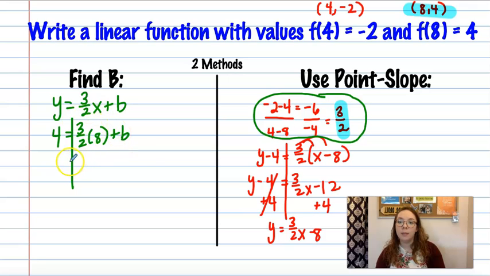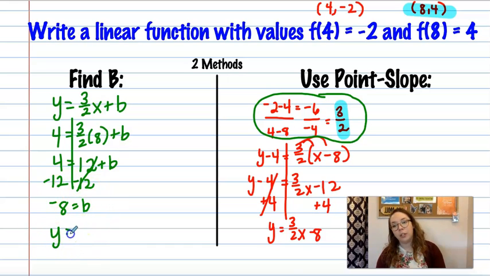So 3 halves times 8 again would give us 12. And if I'm trying to isolate b here, I'll subtract 12 from both sides and get negative 8. And now that I know my y-intercept is negative 8, I can rewrite my equation again to have 3 halves for my slope and negative 8 for my intercept.